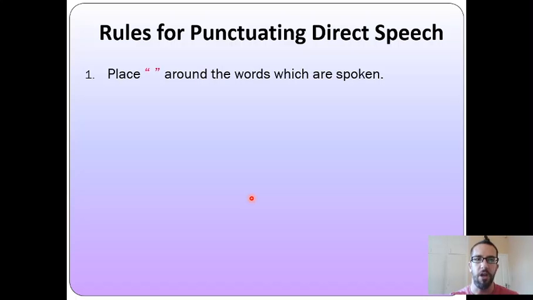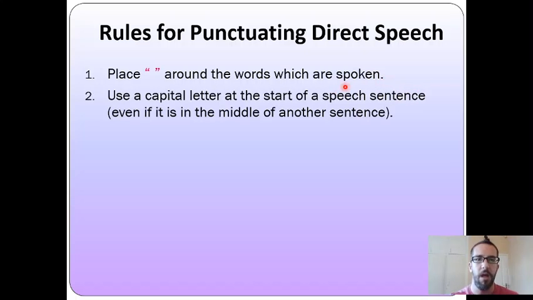First one is you need to place your speech marks or inverted commas around the words which are spoken, because that shows what's actually being said. The next rule is you need to use a capital letter at the start of a speech sentence, even if it is in the middle of another sentence. Now that rule might not make a lot of sense to you guys, but I'll show you some examples later on. The important thing to remember is that whenever a person starts to speak, that first word that they say, it needs to start with a capital letter.